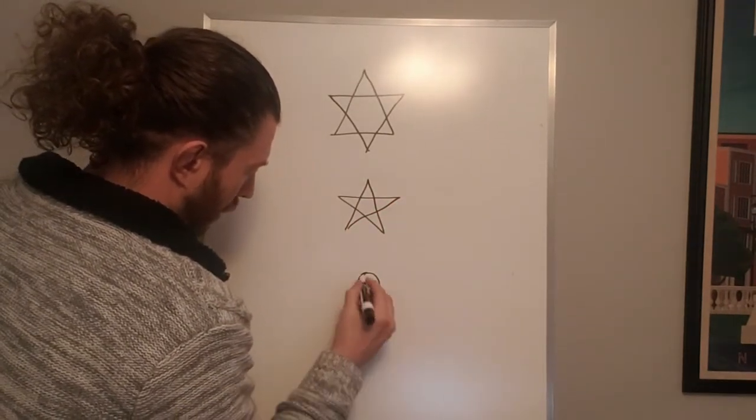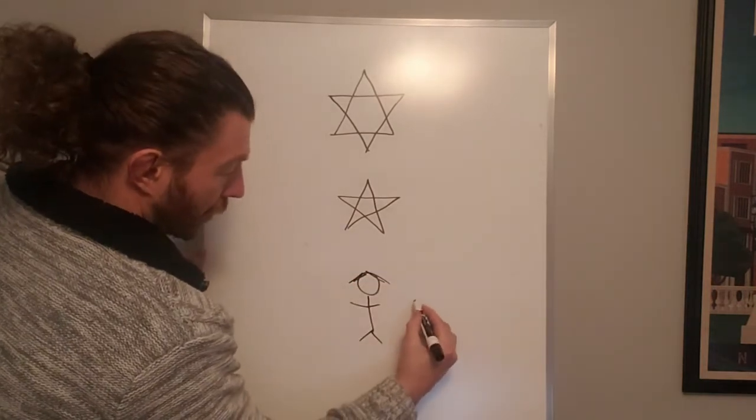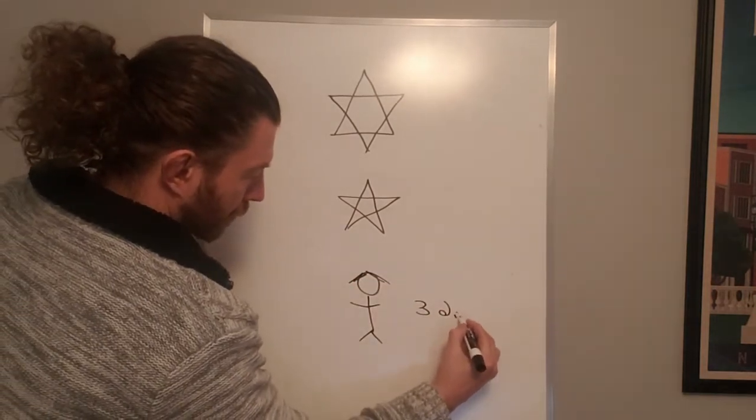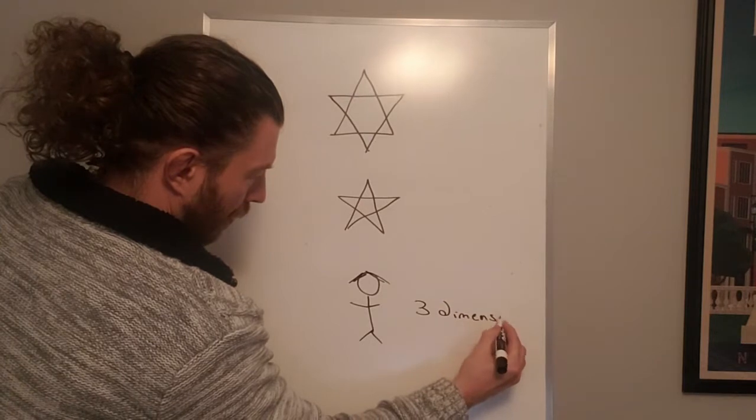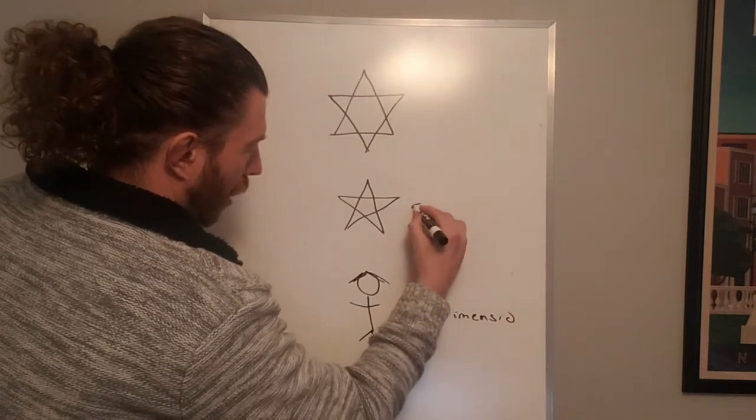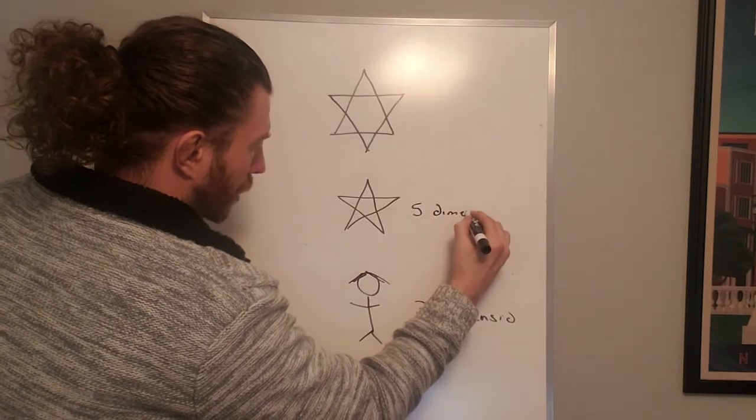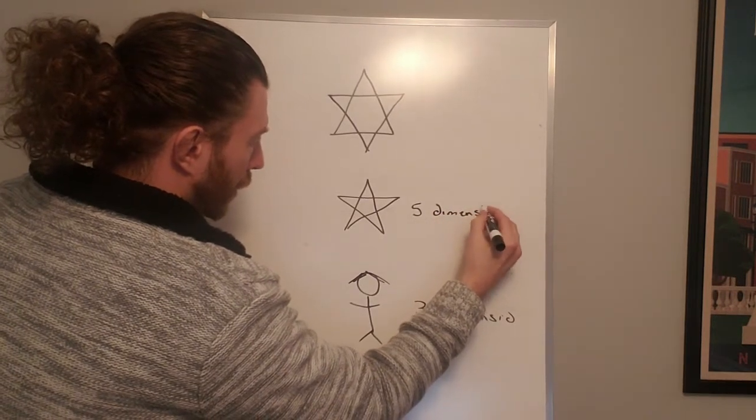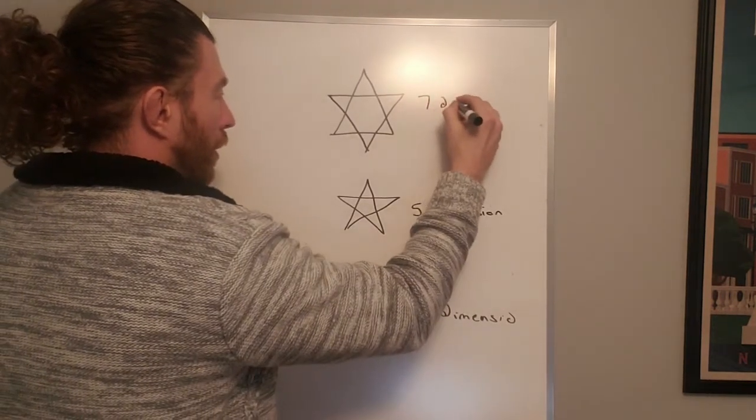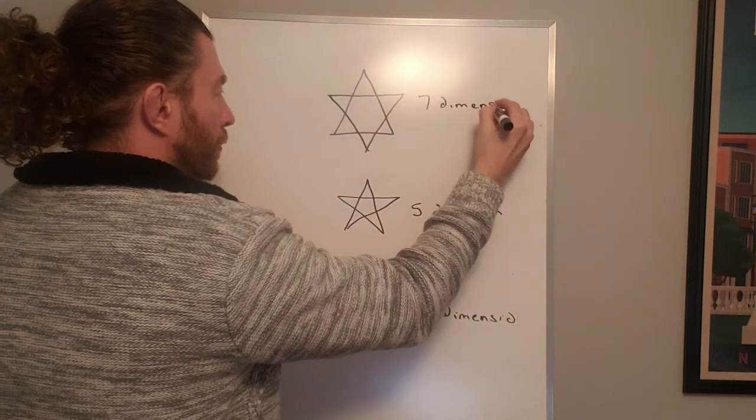So I imagine this as us in the third dimension, our higher self or our Christ self or our authentic self in the fifth dimension, and then God, creator, or conscious universe in the seventh dimension.